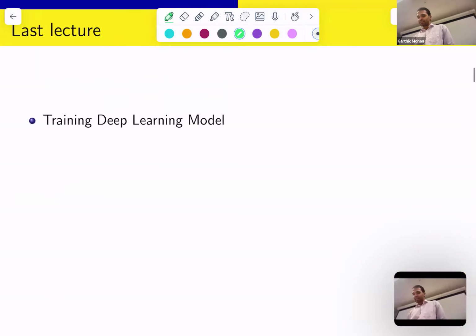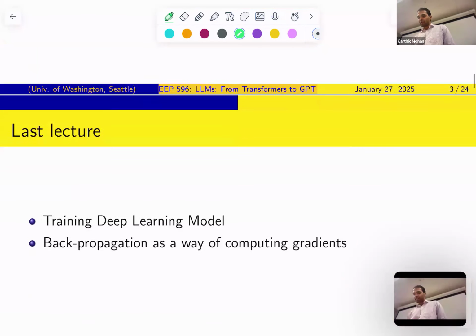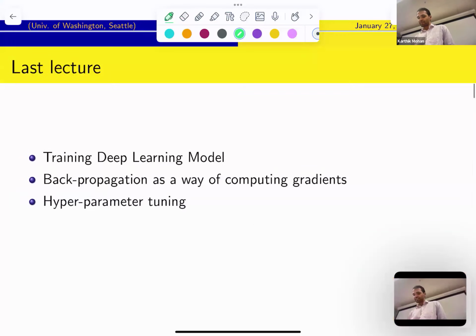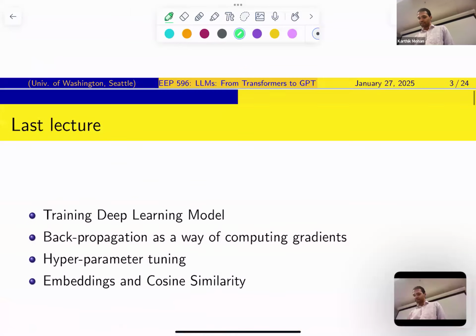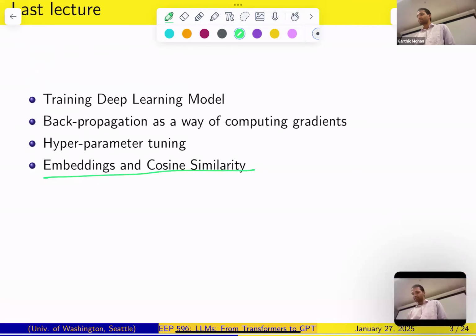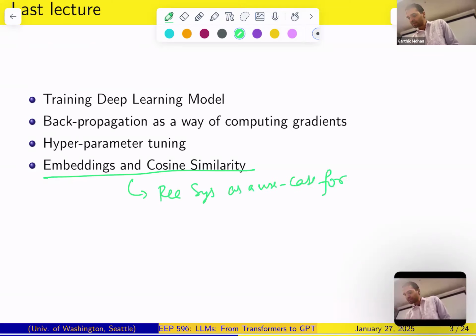So last time we looked at how we train deep learning models. We spoke about back propagation. We spoke about hyperparameter tuning. We also spoke about embeddings and cosine similarity. This was a new topic last time as well. We went through a whole set of examples. We looked at recommender system as a use case for embeddings, right?